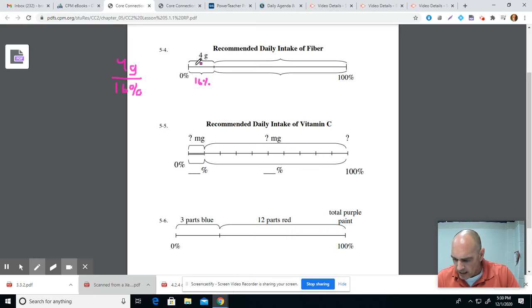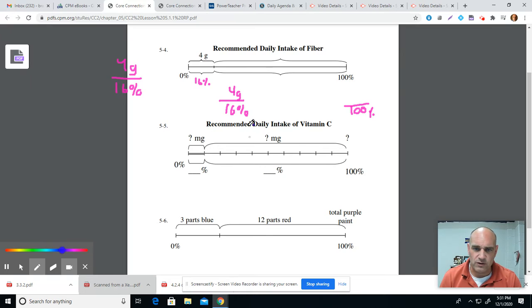Part B, how many grams of fiber are recommended each day? How can you show this with equal ratios? Well, here's what I know. I'm going to do my work down here, that 4 grams is going to get us 16% of what we need. Well, what they want to know in B is, how much do I need all day long? So what do I need to do to get to 100%? Well, I don't know what I can really multiply 16 by to get to 100. So can I do something to this to give me a better number?